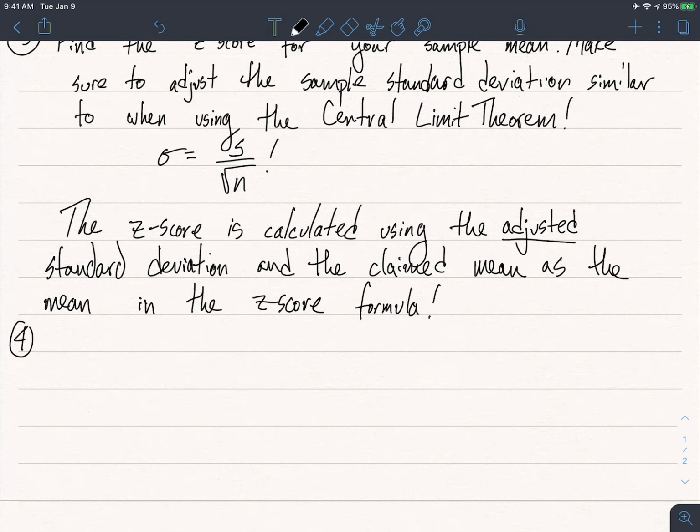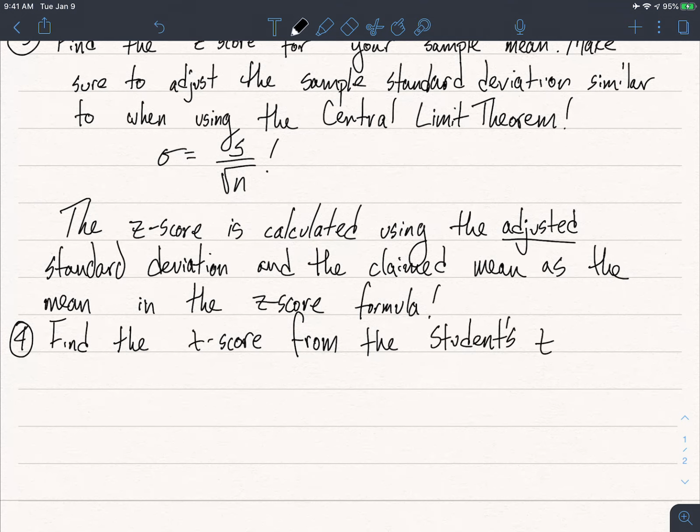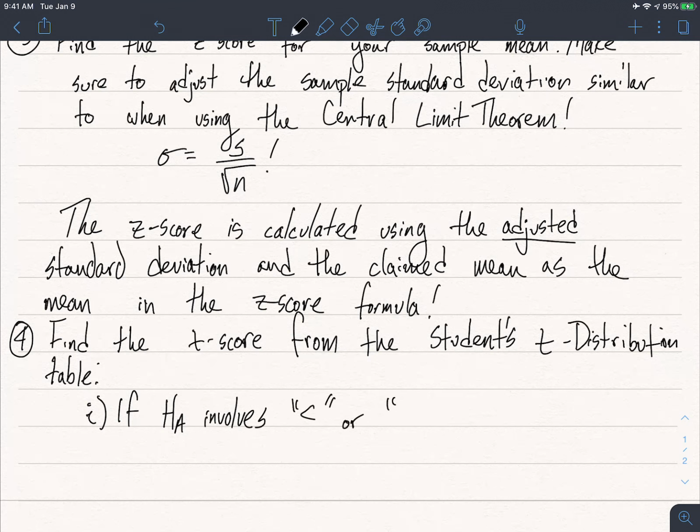All right, step 4, find the t-score from the student's t-distribution table. And the way you do this is if HA involves less than or greater than, the test is one tail.